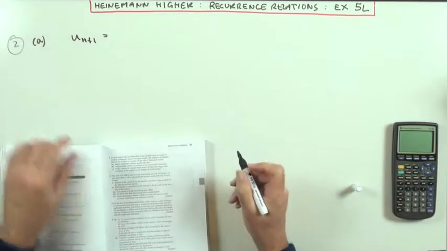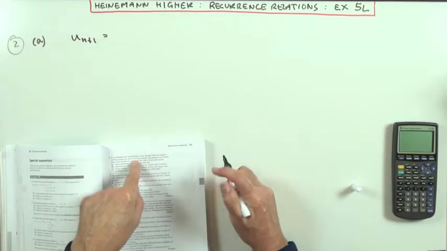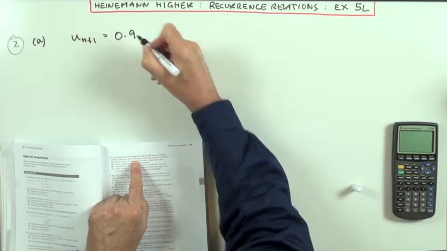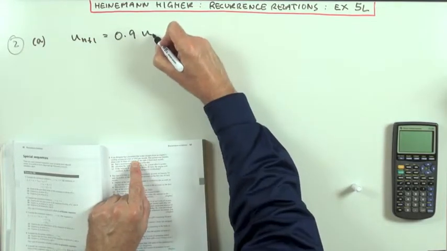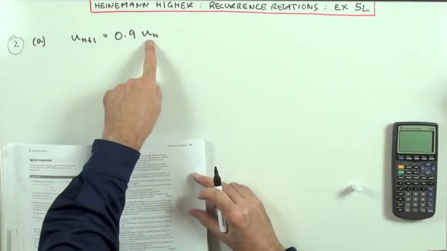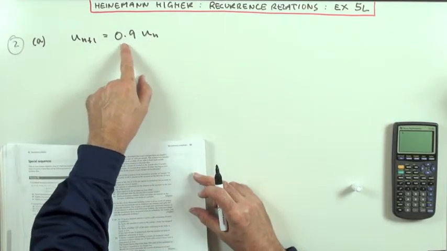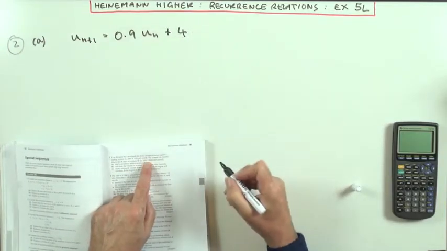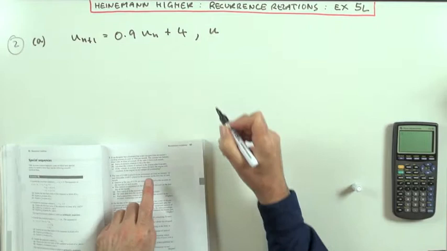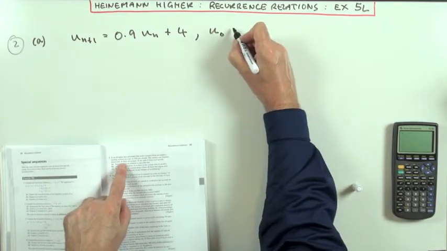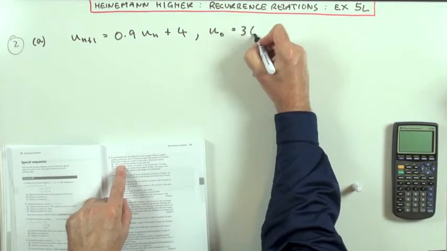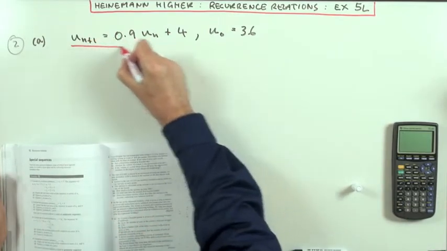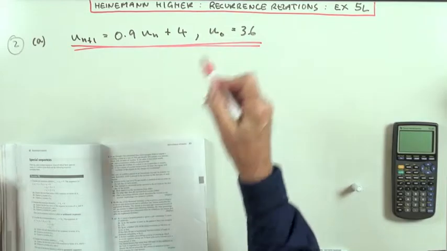U(n+1) would be, now if it's losing 10%, that means it's retaining 90%, which as a decimal is 0.9. So whatever you've got, if you lose 10%, you'll now just have 0.9 of it, but you top it up with 4. So that would be the recurrence relation, but it's a question with an initial value, and U0 is going to equal 36. So that would be the first part, the recurrence relation with its initial value.